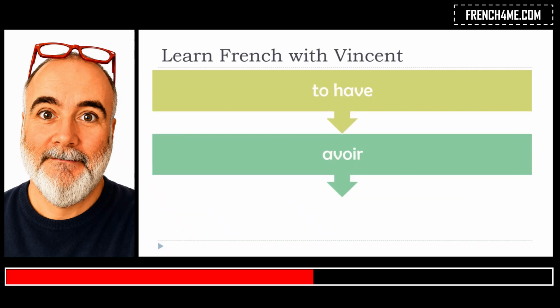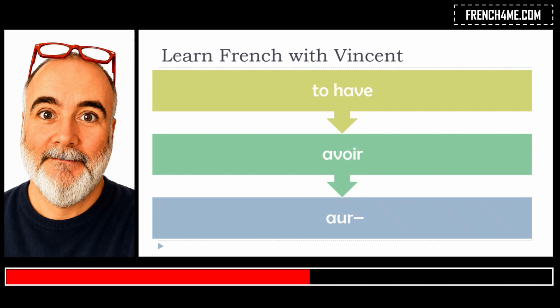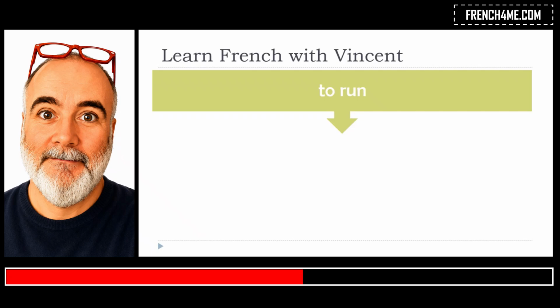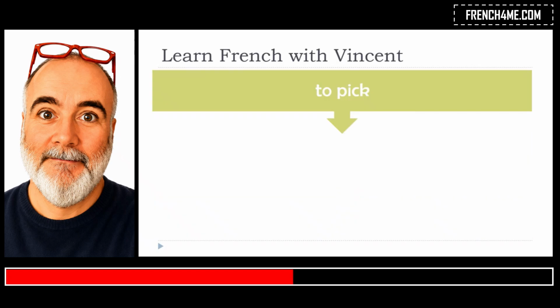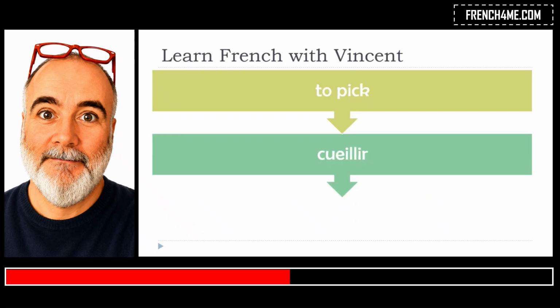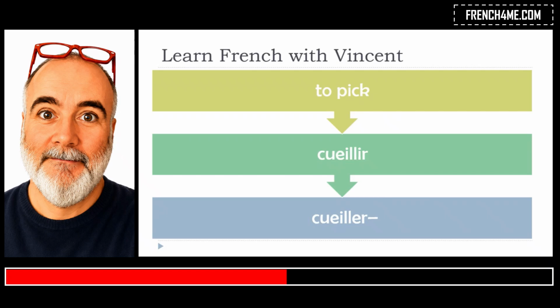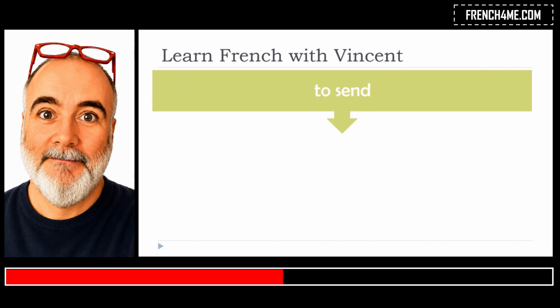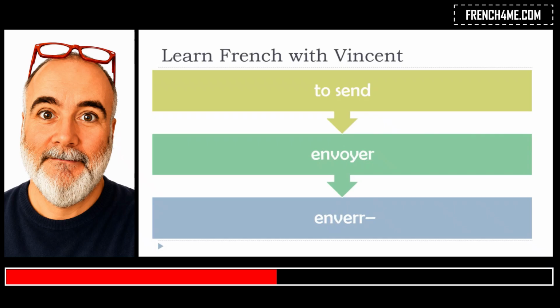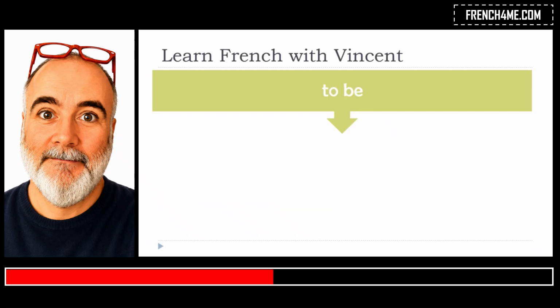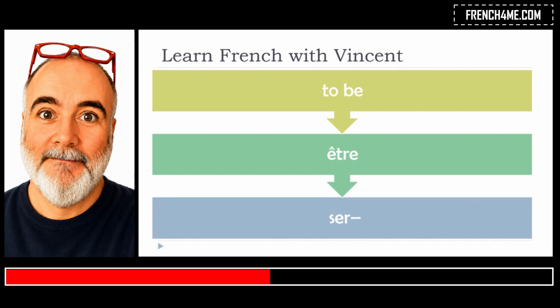To have, avoir, aur. Nous aurions. To run, courir, courr. Nous courrions. To pick, cueillir, nous cueillerions. To send, envoyer, nous enverrions. To be, être, ser, nous serions.